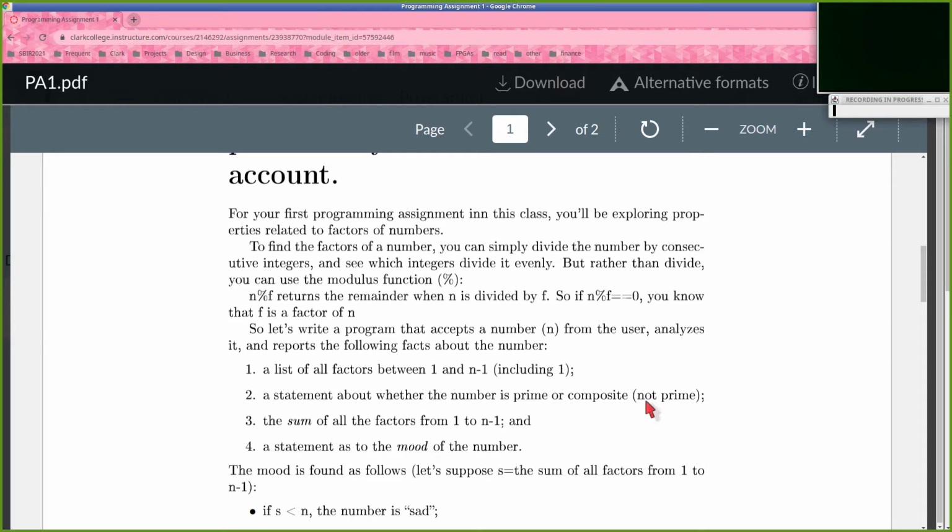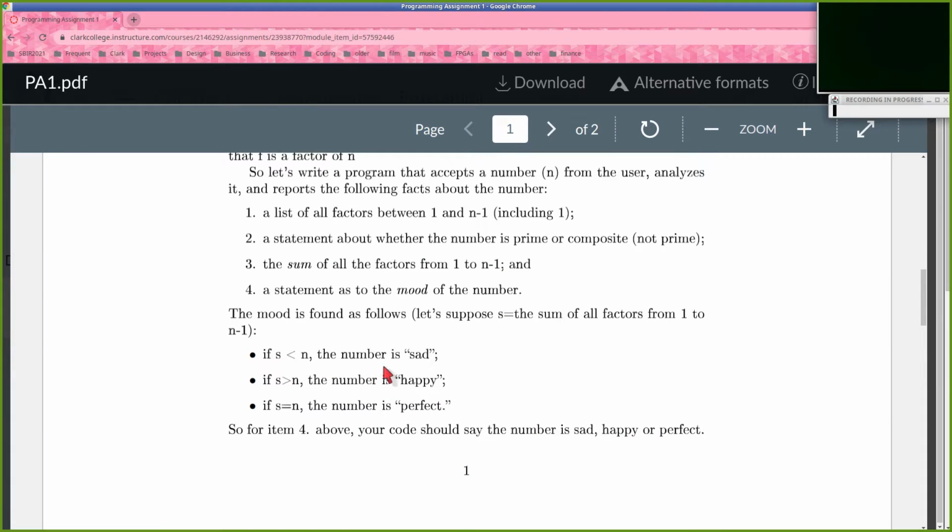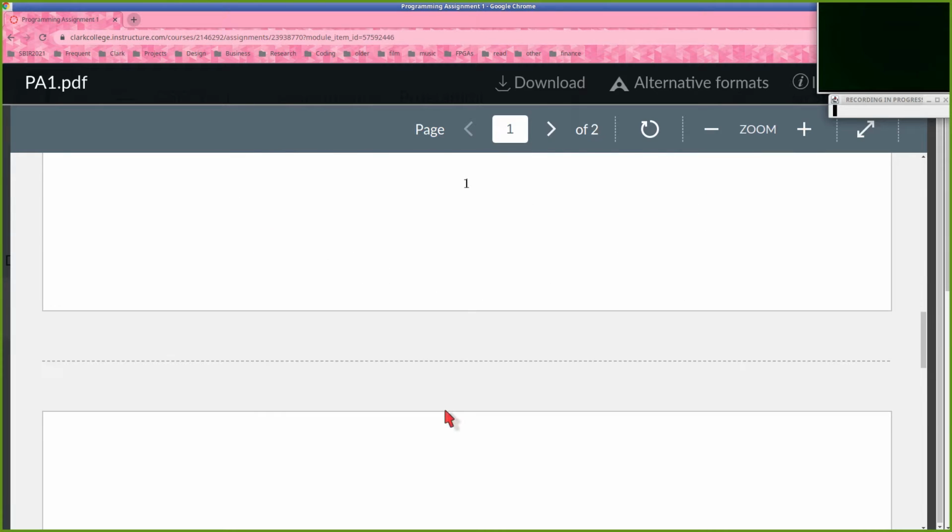And then say either it's prime or composite. So it's prime if the only factor between 1 and n minus 1 is 1. If there's any other factors, then it's composite. And then calculate the sum of all those factors, and then print out something that we call the mood. If the sum of the factors is smaller than n, you can say that number is sad. If it's bigger than n, it's happy, and if it's equal to n, it's perfect. And then your program should exit.